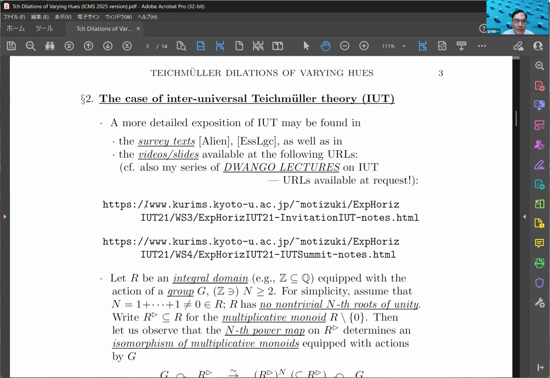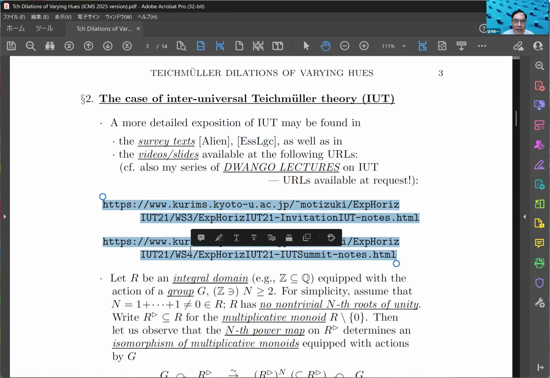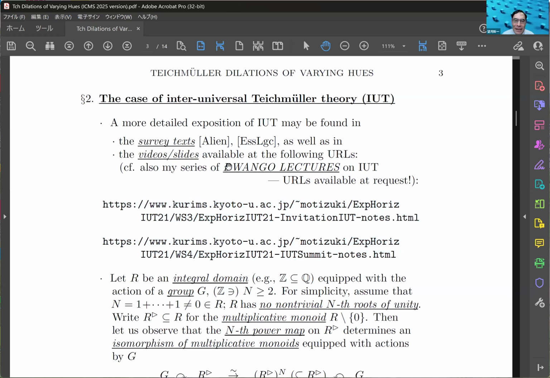The 2021 workshops on IUT, the videos and slides are available at these URLs, although you need to get permission from one of the organizers to access the videos. And also, I recently gave a series of lectures, the Duango lectures on IUT, for which the URLs are available. They're YouTube URLs, available on request.